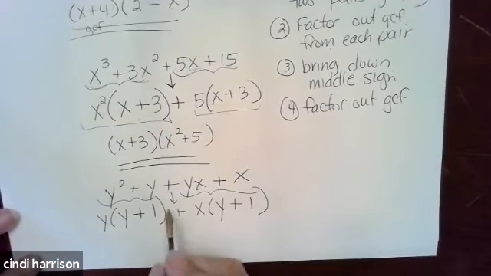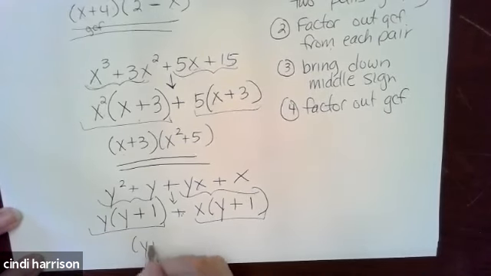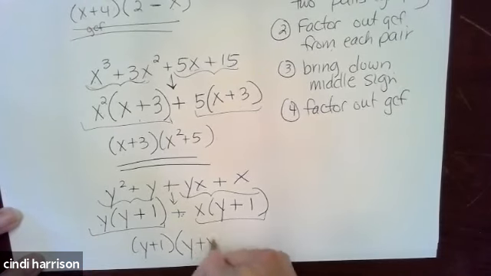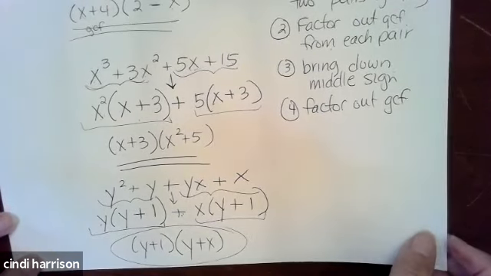But we're not done yet because it's still addition. When you're factoring something, you must end with multiplication. So looking at this term and this term, the GCF is y plus 1. Factor that out, pull that out, and that leaves y plus x. So that's going to be our answer.